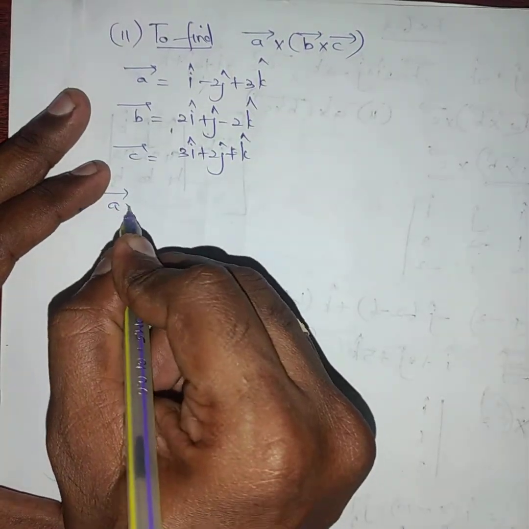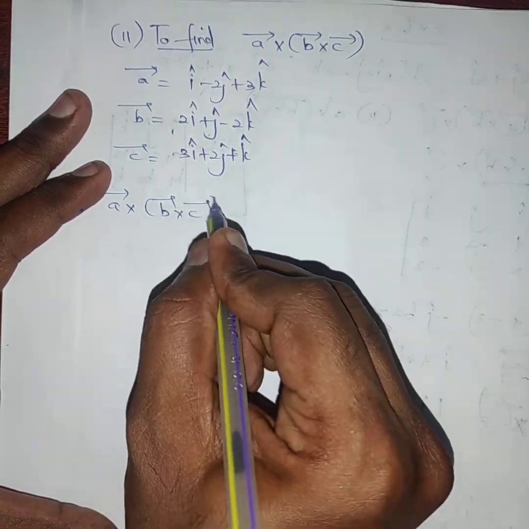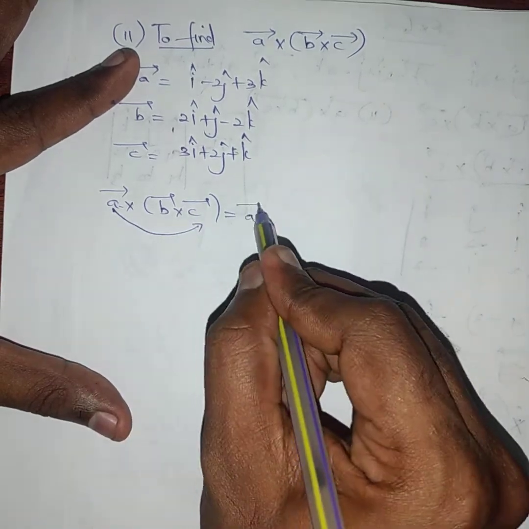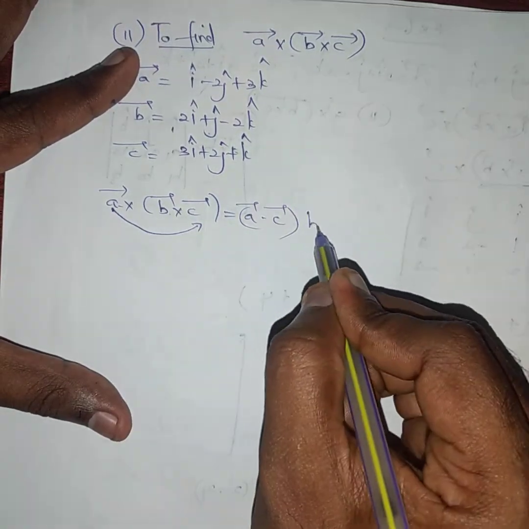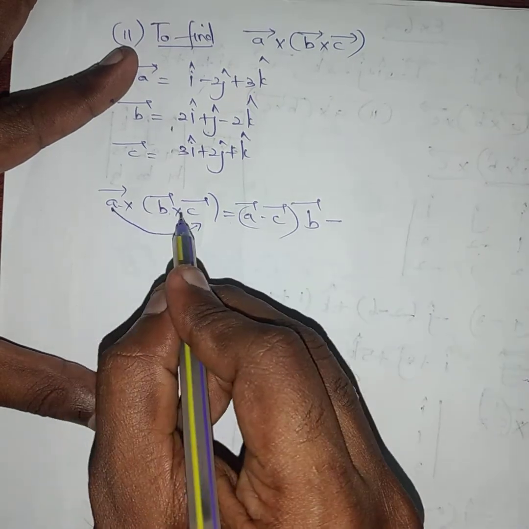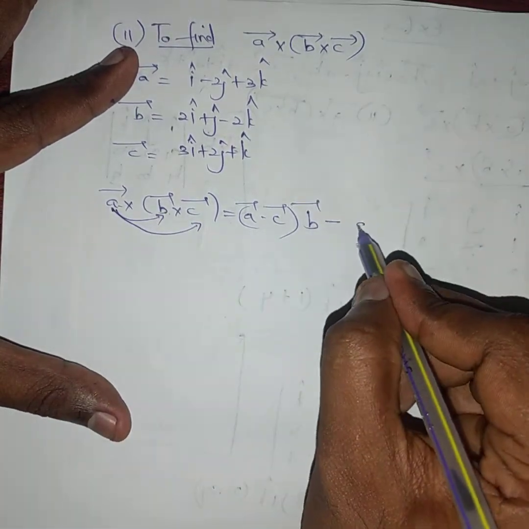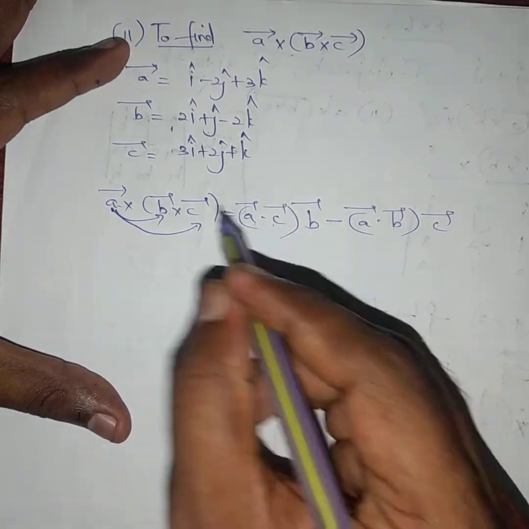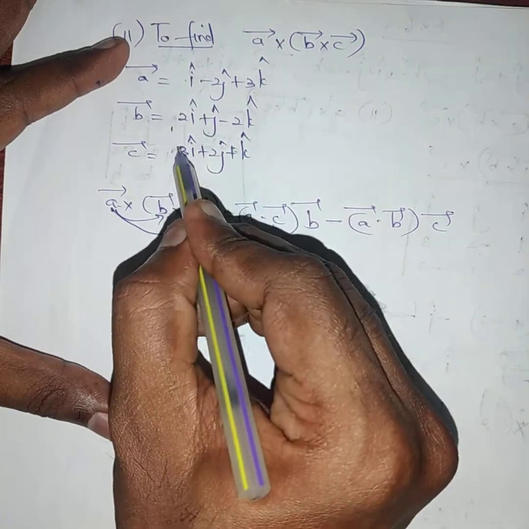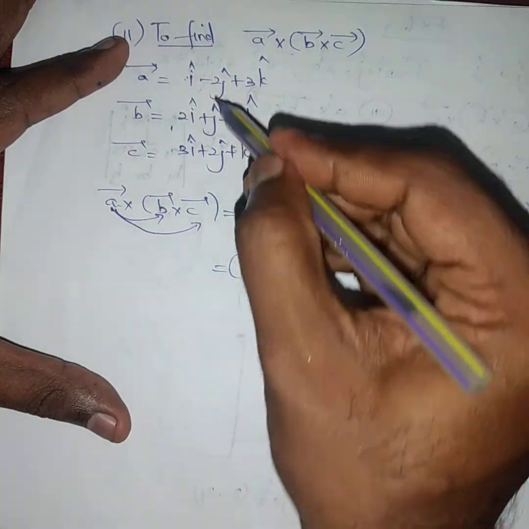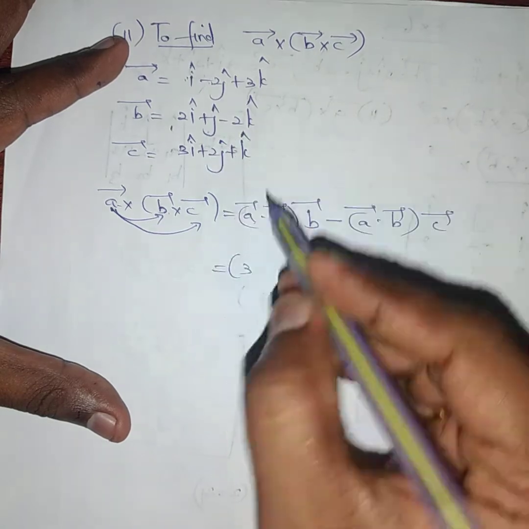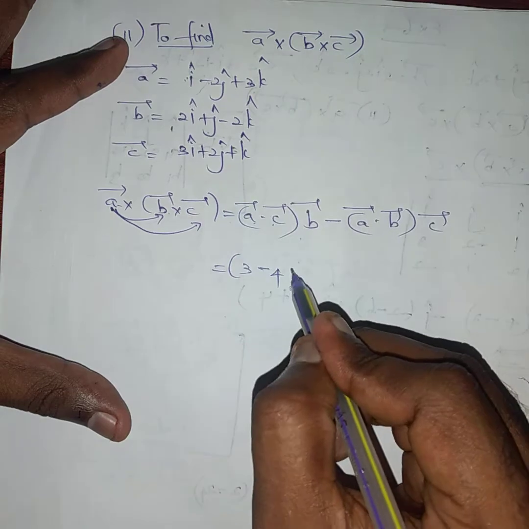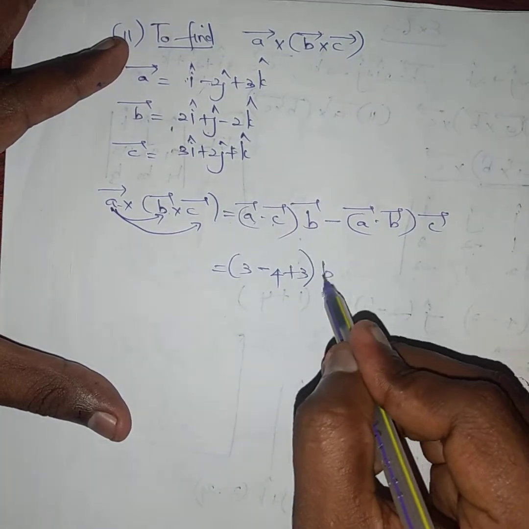The given formula: A vector cross B vector cross C vector. So choose the formula. For A vector is the longest one, this is the farthest one. A vector dot C vector next to B vector minus A vector dot B vector into C vector. A dot C: here 1, here 3, 1 into 3 is 3, next minus, minus into plus is minus, 2 2s are 4, next 3, here 1, 3 into 1 is 3, 3 into 1 is 3.